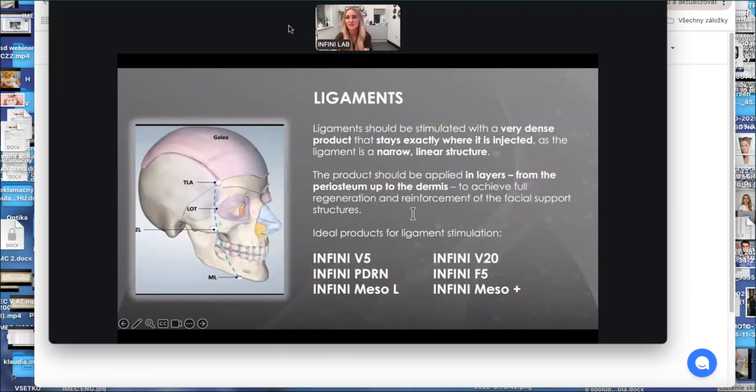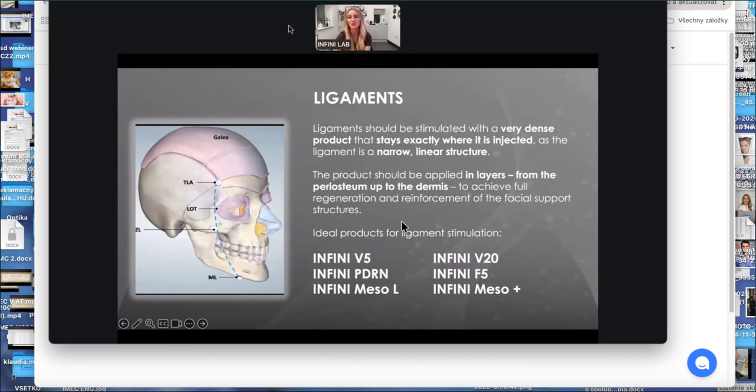So when we work with ligaments, we need products that are very dense, because they have to stay exactly where we place them. A ligament is a really narrow, linear structure, so the product cannot spread to the side. It must remain in the precise anatomical line. So this is very important when we inject those products retrograde, starting right from the periosteum and moving all the way backwards to the dermis, and the product must hold its position in every layer on the way up.